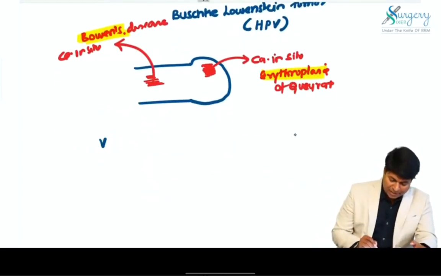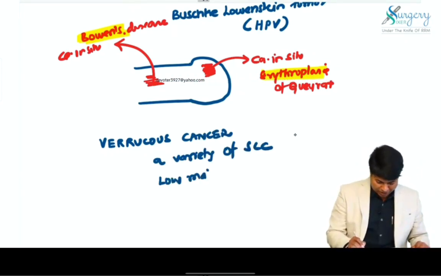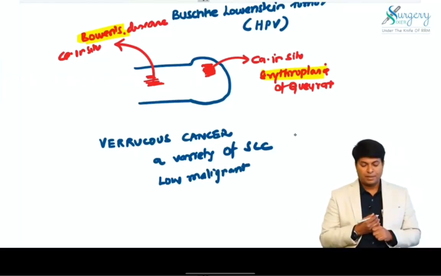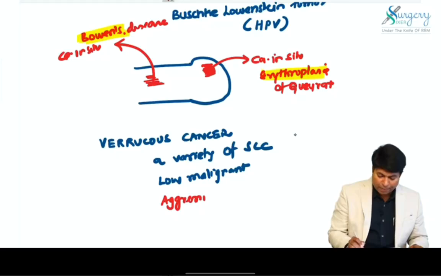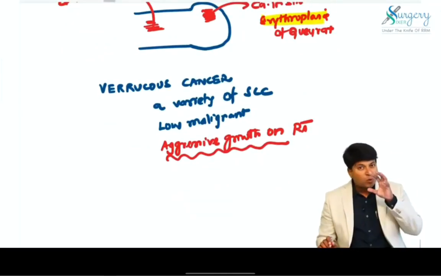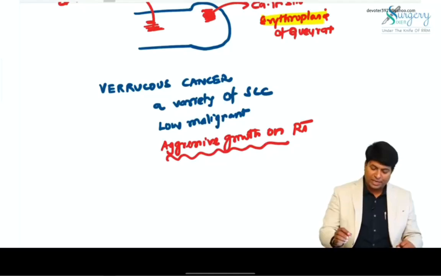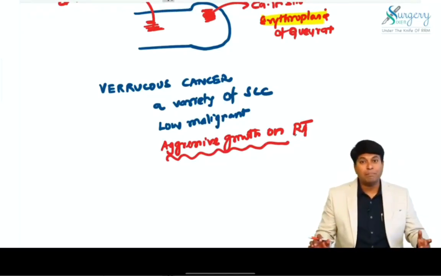One type of cancer which is very rarely discussed is verrucous carcinoma. Verrucous cancer of penis is a variety of squamous cell cancer. It has low malignant potential. But the one interesting point here is that it will grow aggressively on putting radiotherapy. Though it has low malignant and low metastatic potential, there is aggressive growth when you apply radiotherapy. I will show you the image of a verrucous cancer, where radiotherapy applied makes the growth very bulky and bigger. I will show you soon.